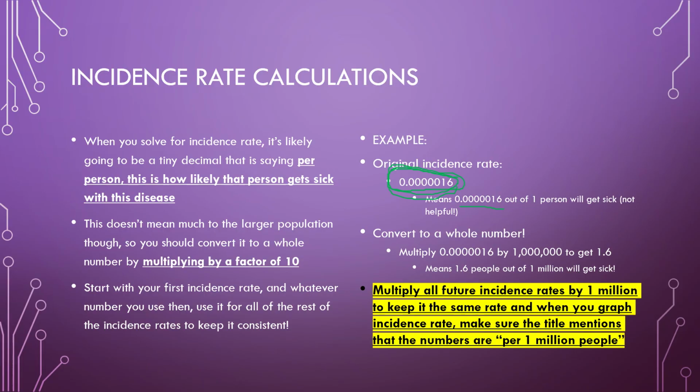So we convert the number by multiplying it by 1,000,000, and that gives us 1.6 people out of 1 million will get sick. And that is the rate that we do want to see. You just have to be consistent when you convert your numbers to convert it by the same number, some factor of 10. My recommendation, make it 1 million.